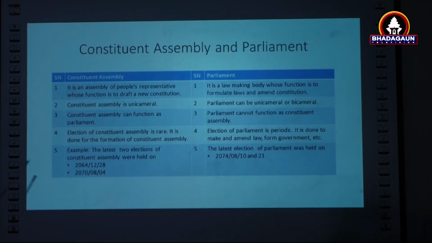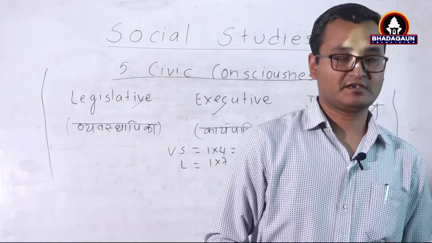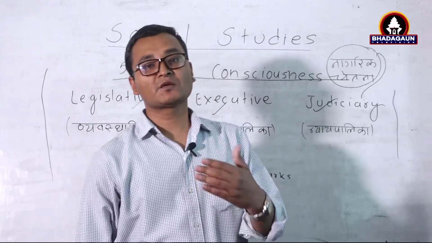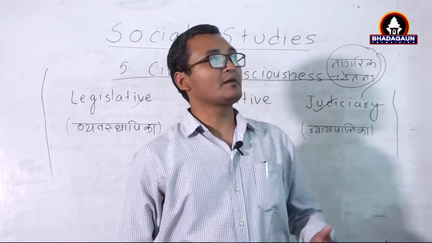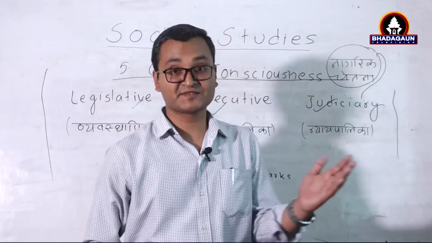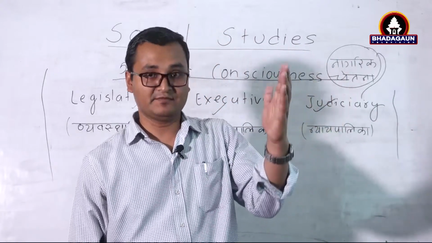Constituent Assembly means Samvidhan Sabha, you know, and Parliament means Sansad. So specific features only we are highlighting over here. According to this table, it is an assembly of people's representative whose function is to draft a new constitutions. It means यो जनप्रतिनिधिहरूको एउटा यस्तो सभा हो जसको मुख्य काम नयाँ संविधान बनाउने हो. As name suggests, you know, Constituent Assembly.